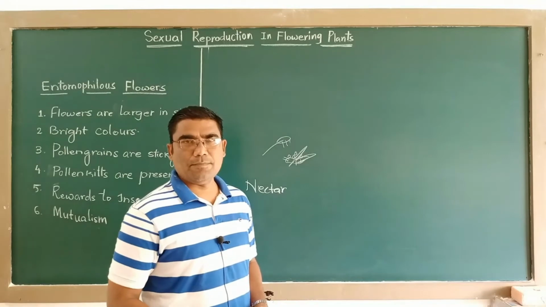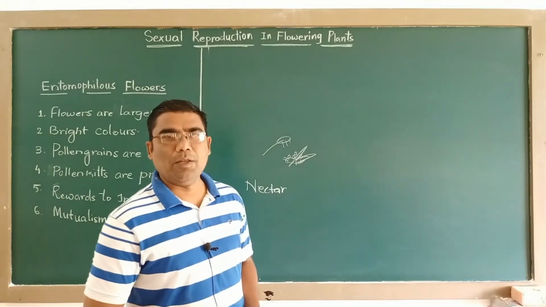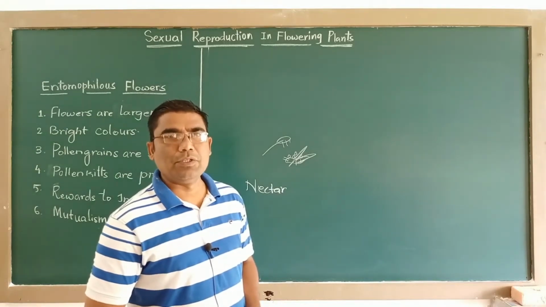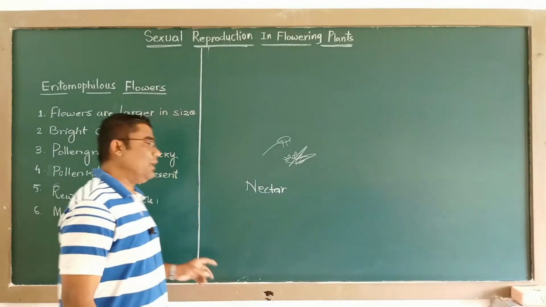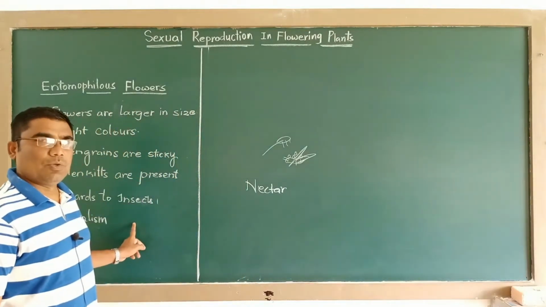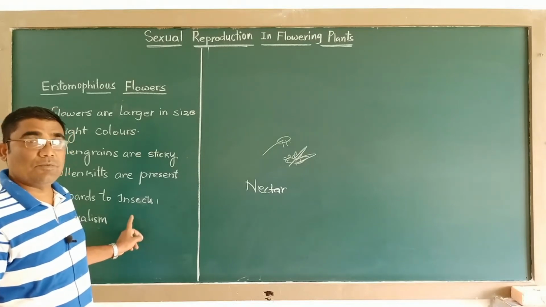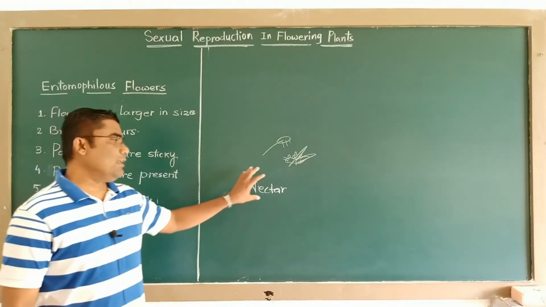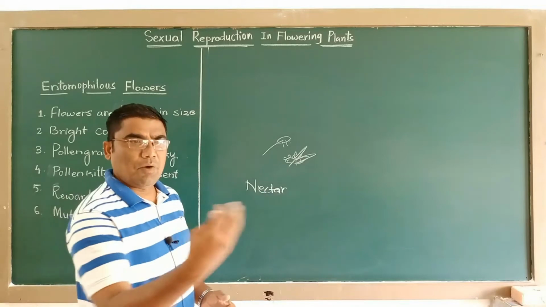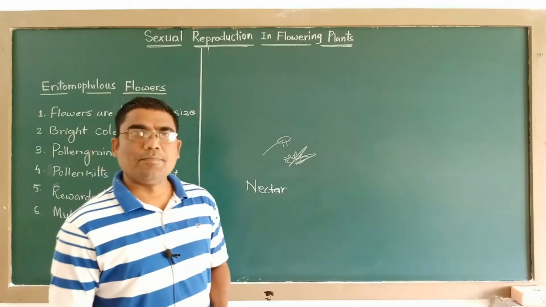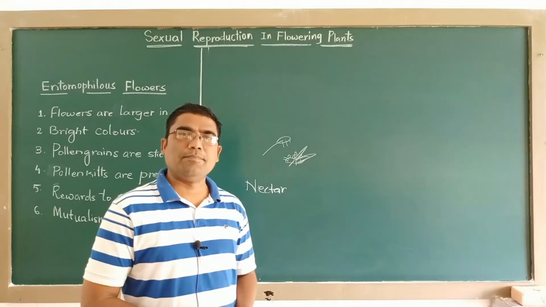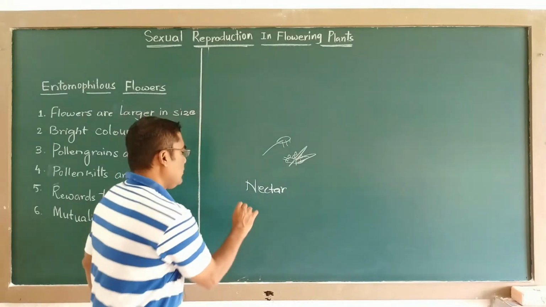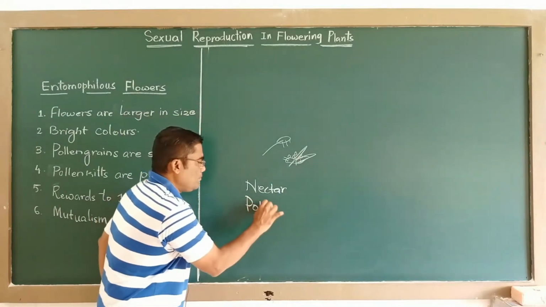During this visit, they perform the cross-pollination, what we call entomophily. So many of the entomophilous flowers produce nectar. To consume this nectar, insects visit the flower. Because of this reason, nectar is a reward to the insects provided by the entomophilous flowers. Not only nectar, pollen grains.